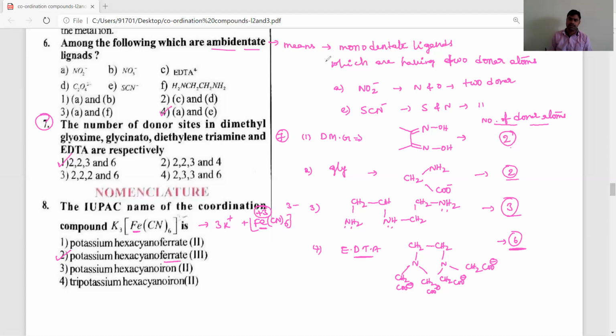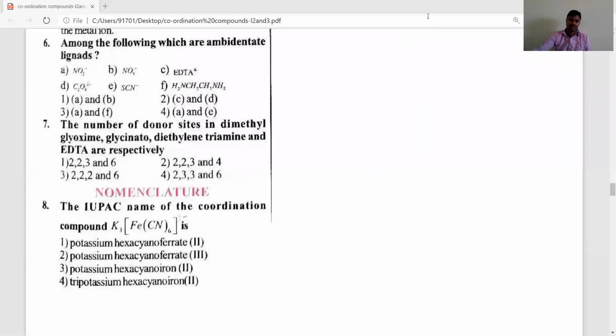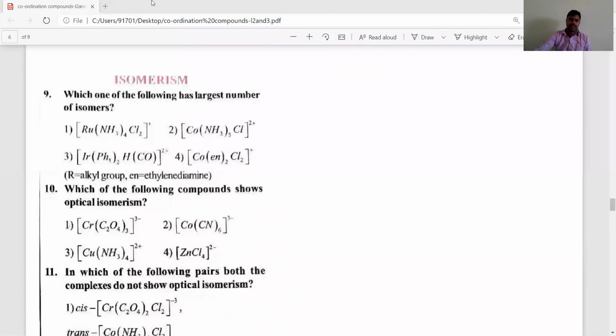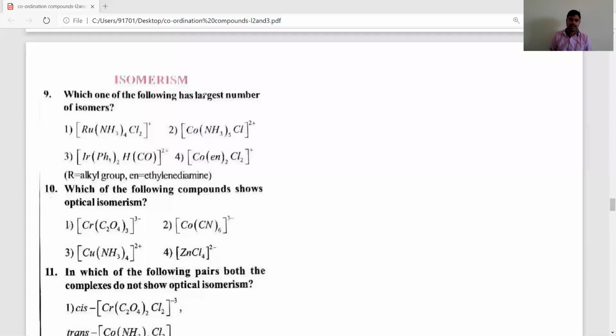Okay, let's see the next question. Ninth question, dear students. It's very easy, related to the isomerism concept. Which of the following has the largest number of isomers? Okay, let's see the first option, Ru(NH3)4Cl2. It is a Ma4b2 type of complex compound. It shows geometrical isomerism only.